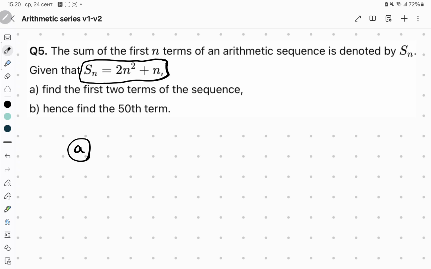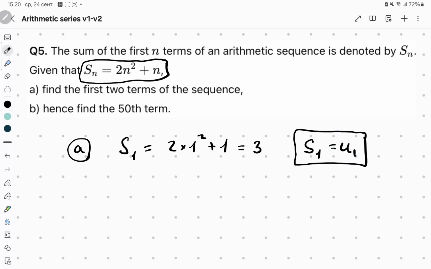How to find the first term of the sequence? This is a tricky question. What if, instead of n, we plug in 1 into 2 times n squared plus 1? So our n is going to be 1 here. Okay, so now let's calculate. We will have 3. And what is the meaning of S1? It is actually U1, right? So this is the key point here. S1 is equal to U1. It means that the first term is equal to 3.